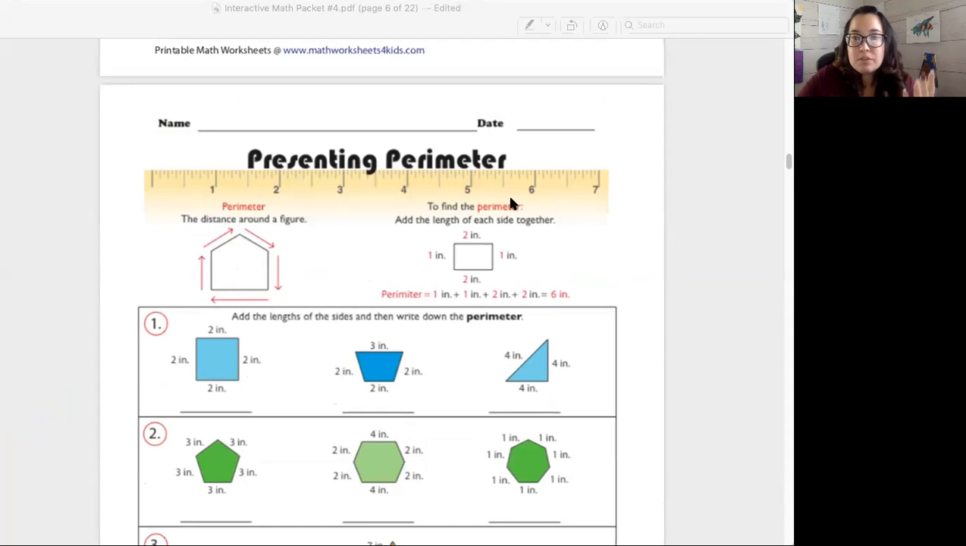Now, if they give me a square, let's say they give me this one right here, and they only gave me this length and this length, I still have to add up 4 sides, right? So I would just know that these 2 down here also equal 2 each, because it's a square, and squares have equal sides. All right, so perimeter, I just add the sides. Super easy, remember that.